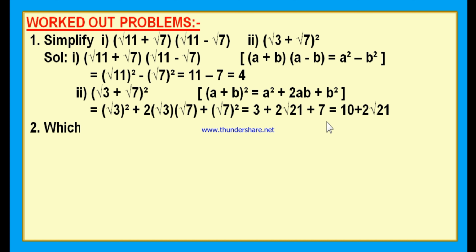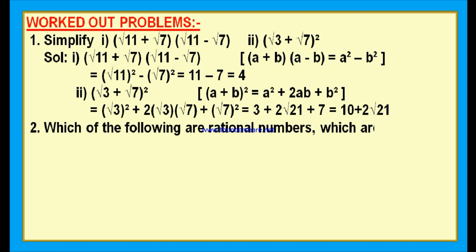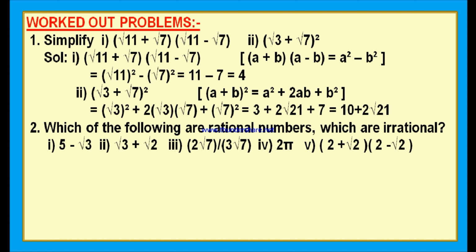Now let us solve another question. Which of the following are rational numbers and which are irrational numbers? The first bit 5 minus root 3, second bit root 3 plus root 2, third bit 2 root 7 divided by 3 root 7, fourth bit 2 pi, fifth bit (2 plus root 2) into (2 minus root 2).